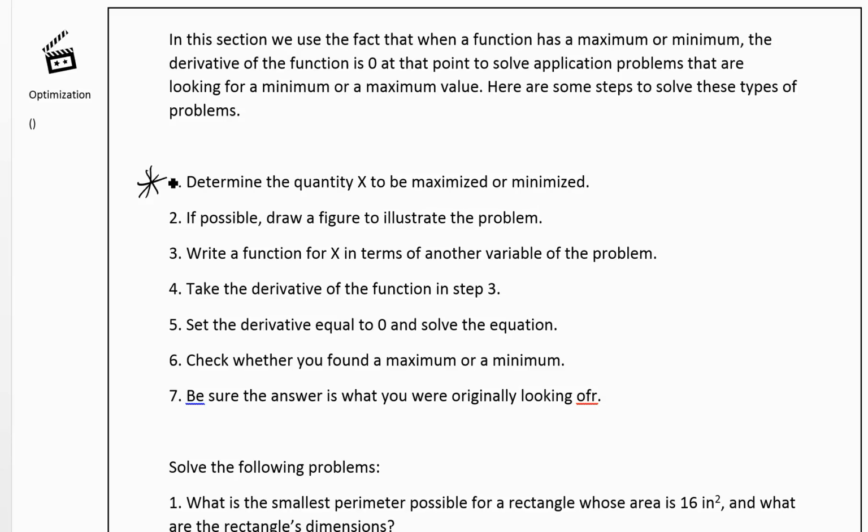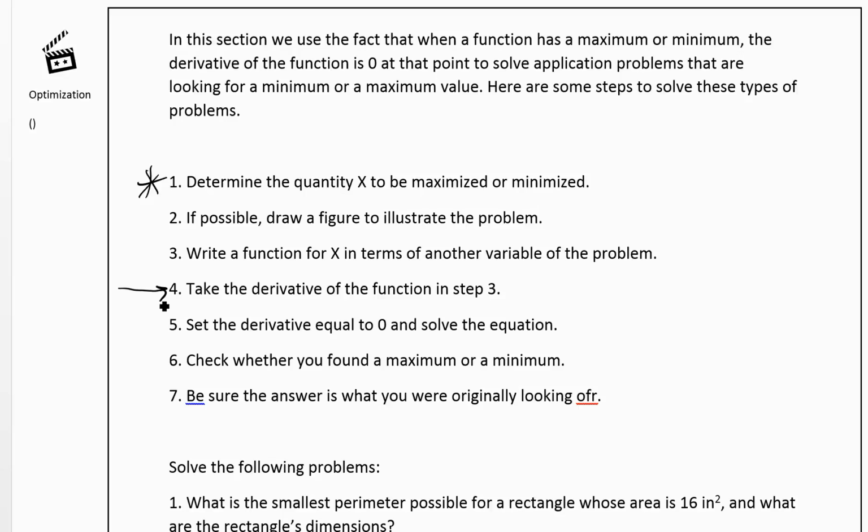So 3, write a function for x, what you're trying to maximize or minimize, in terms of another variable of the problem. Okay, step 4, since we know that if you have a maximum or minimum, the derivative has to be equal to 0, you're going to take the derivative of the function you found and set it equal to 0 and solve your equation. So that's really steps 4 and 5.